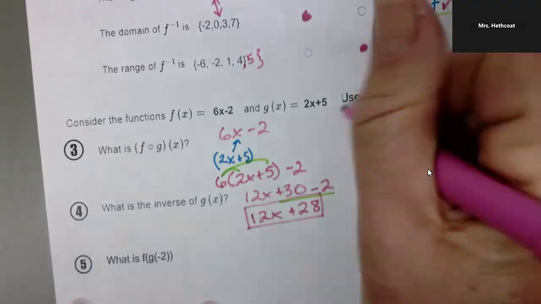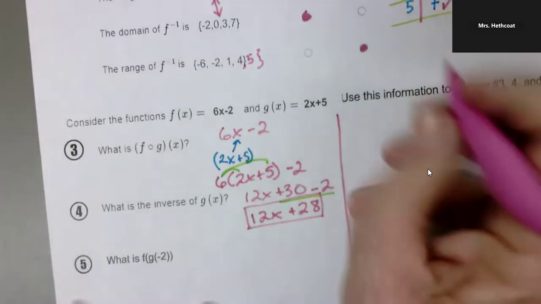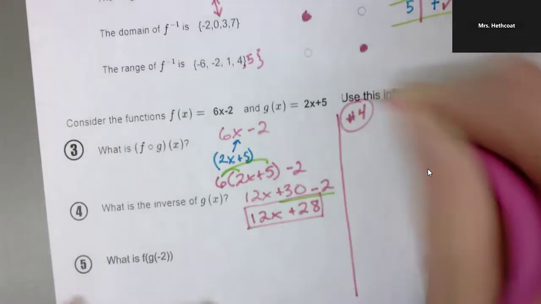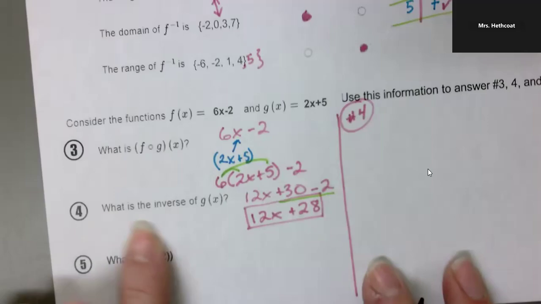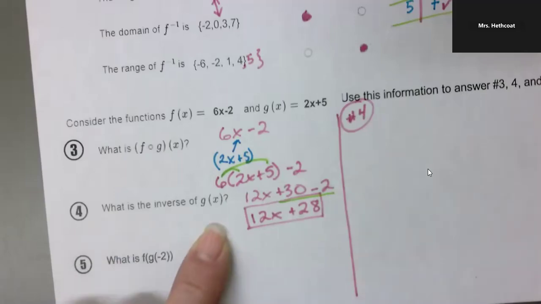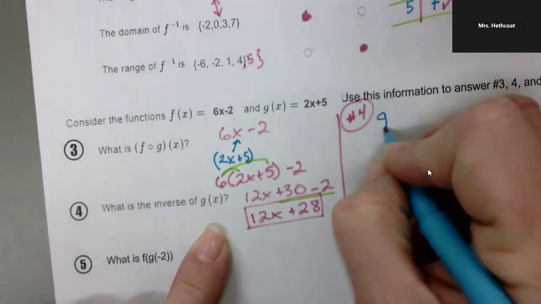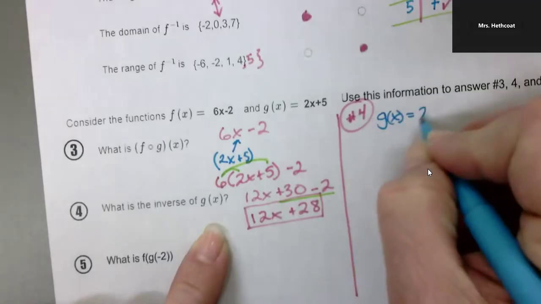All right, I am going to separate my stuff like this, and I'm going to do number 4 in this column. So number 4 says, what is the inverse of g of x? Well, let me start by writing g of x equals 2x plus 5.